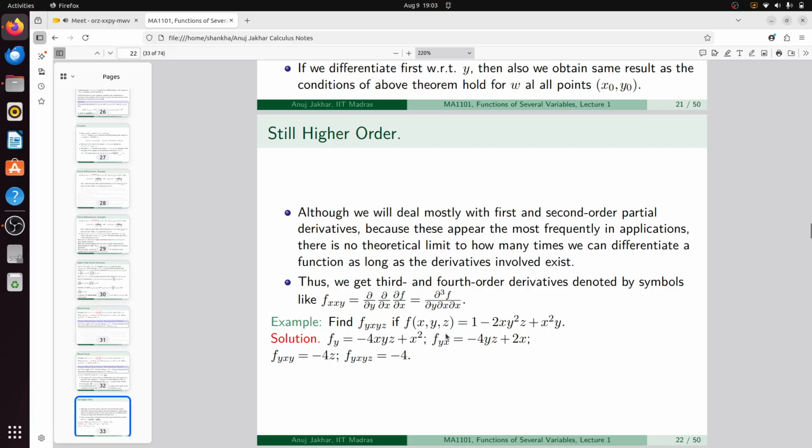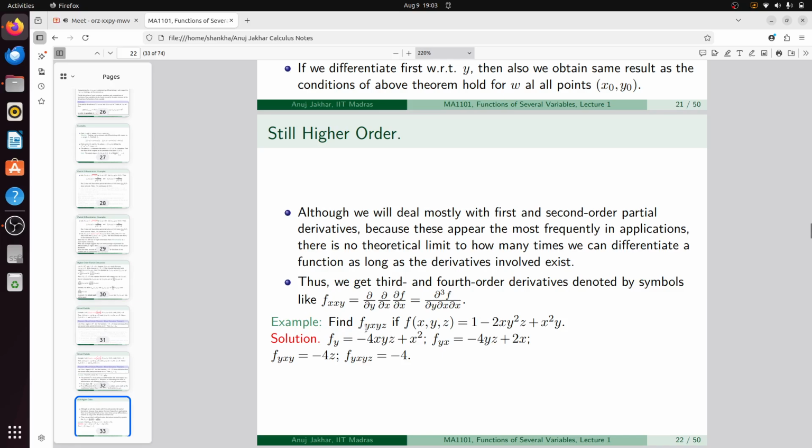Find fyxyz if f(x,y,z) equals 1 minus 2xy square z plus x square y. Here the order will not be an issue because it is a very nice function. Nice functions means polynomials. The nicest functions are constants, obviously, and the second nicest and most beautiful functions are polynomials.